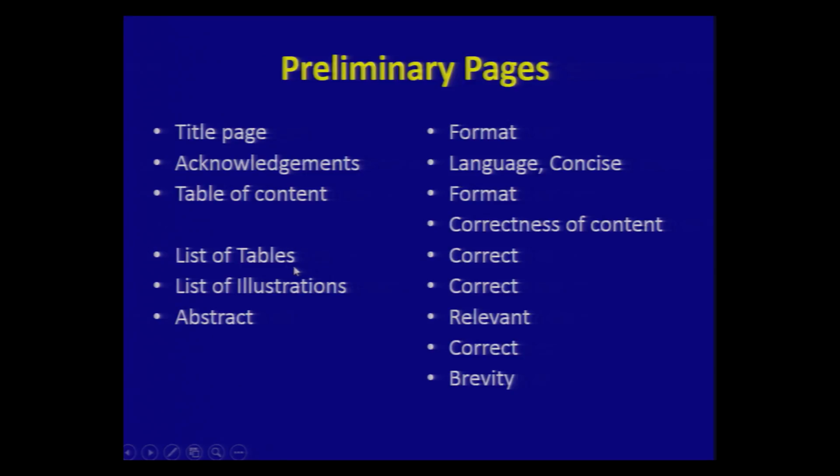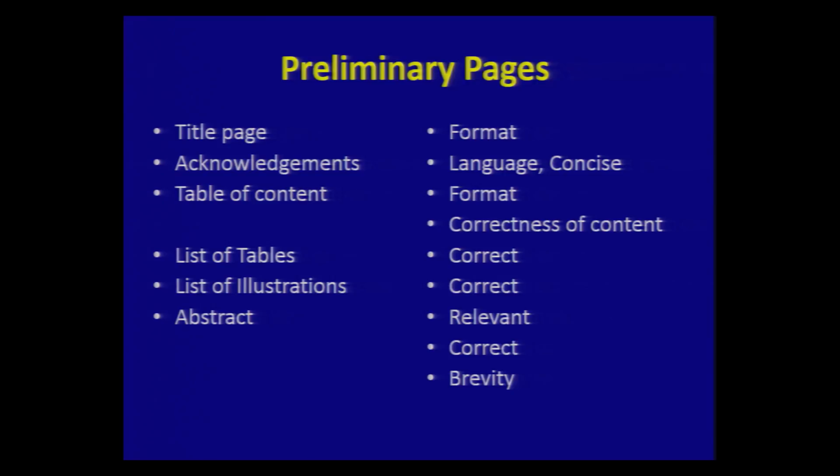Then comes list of tables. List of tables, again you have a serial number, the table heading and the page number. So what needs to be evaluated is whether the table appears on the page where it is referred to. Likewise, list of illustrations, and then comes the abstract.